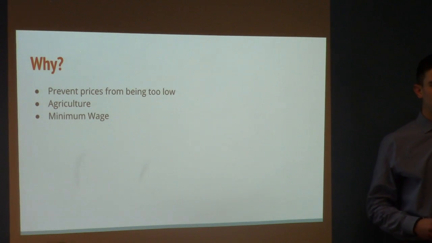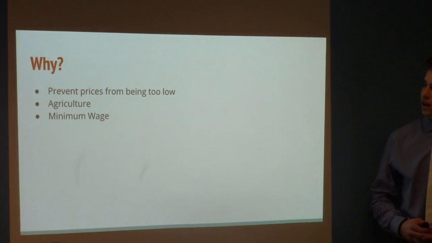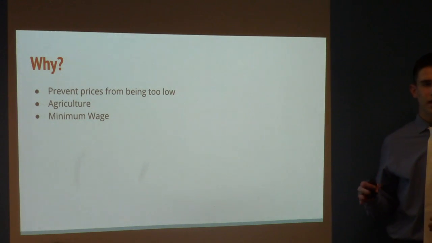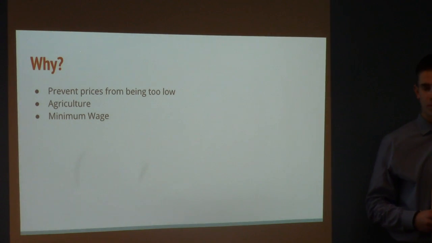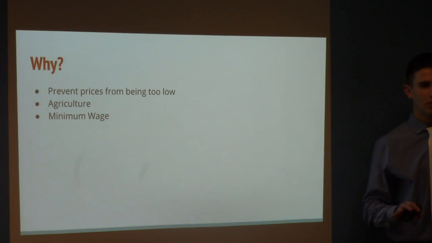In agriculture, it protects the farmers because it keeps the supply up above a certain amount, so the demand can't be too high. So it protects the farmers from having shortages with their crops, and I'll talk more about that later in the presentation. And then for minimum wage, it just keeps the wage for workers at a certain level, so the employers can't lower it too much.